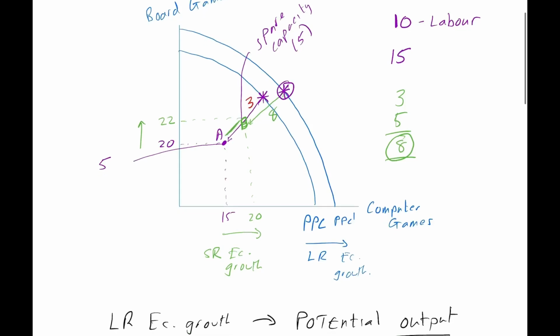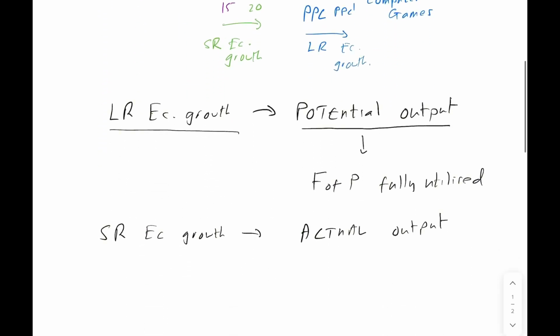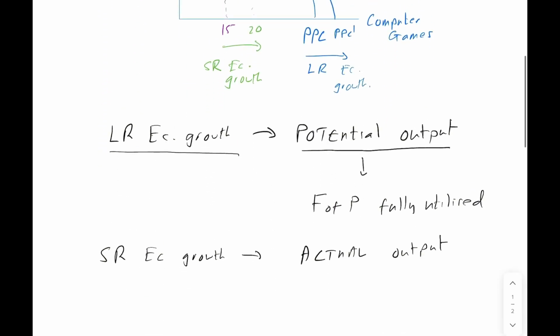Okay, so just to clarify, long-run economic growth is measured by an increase in the potential output, and short-run economic growth occurs when the actual output increases. I hope you now fully understand what can be a very confusing concept in economics, and that is the difference between short-run economic growth and long-run economic growth.